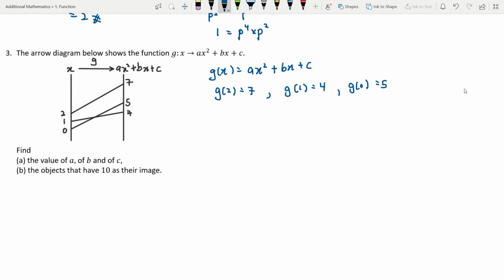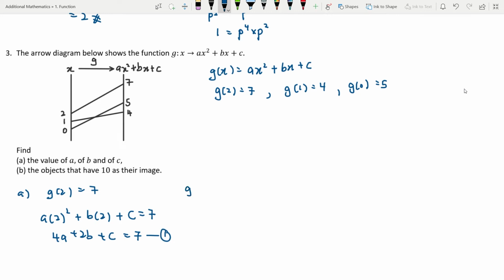Since we have 3 unknowns, we need 3 equations to find the value of the unknowns. Let's start with g of 2 equals 7. Substitute 2 into the x. a, 2 squared, add with b, 2, add with c equals 7. Simplify them, we get 4a plus 2b plus c equals 7. So this is our first equation.